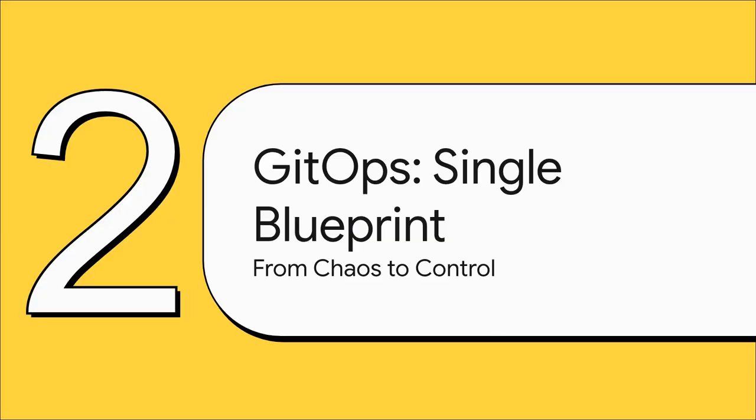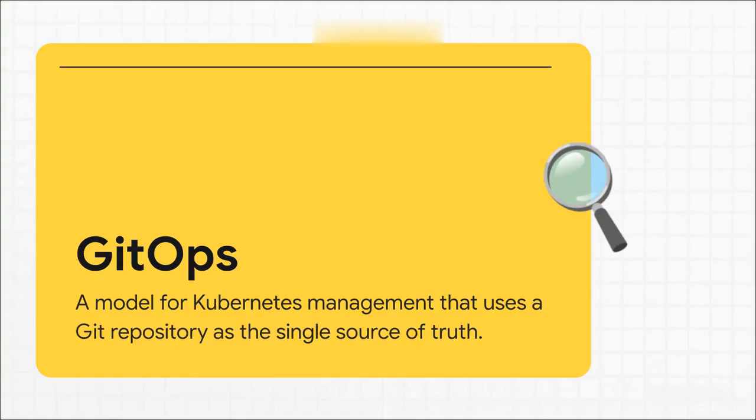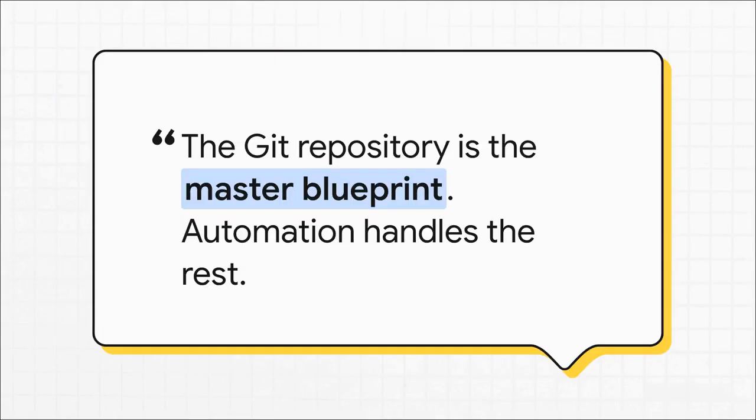Well, let me introduce you to the hero of our story, a really powerful model called GitOps. This is all about making a fundamental shift from manual chaos to automated control. You know, the core idea behind GitOps is actually beautiful in its simplicity. All it means is that your Git repository, the same place you store your code, becomes the one and only source of truth. It holds a complete description of exactly how your entire system is supposed to look and behave. And that's the key takeaway right there.